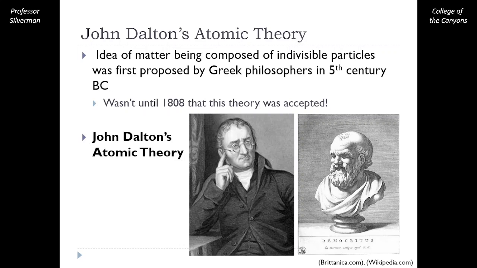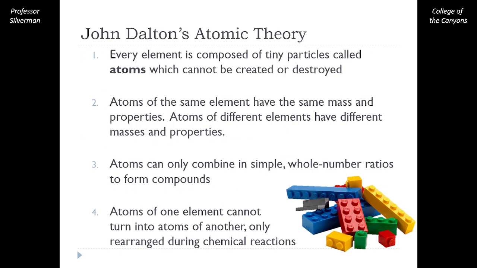The idea from the Greek philosophers and eventually from John Dalton is that if you cut something in half, it gets smaller. If you cut that thing in half again, it's even smaller. If you keep cutting your material in half, at some point you might get to the smallest little unit of that material, which the Greeks were calling atoms, which means cannot be cut. John Dalton expanded on this and came up with his atomic theory, outlined by these 4 postulates.